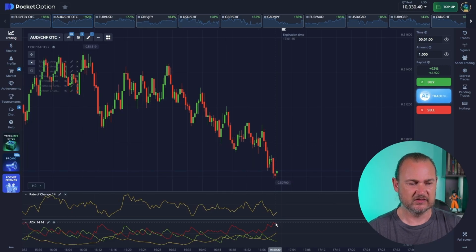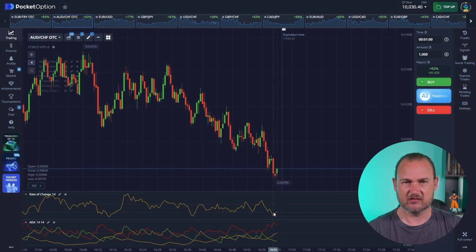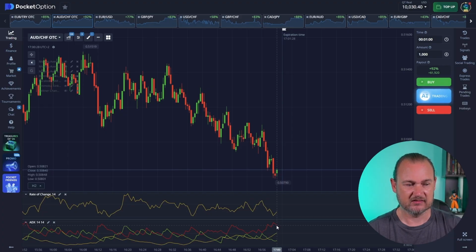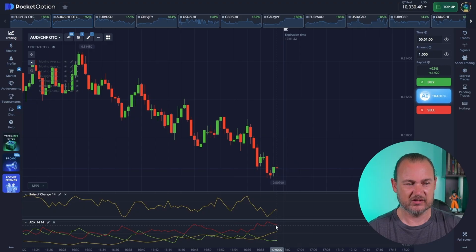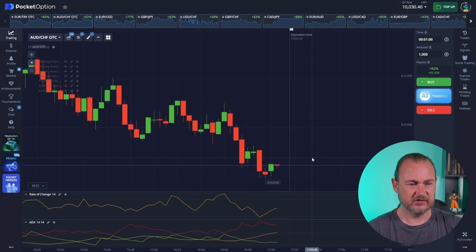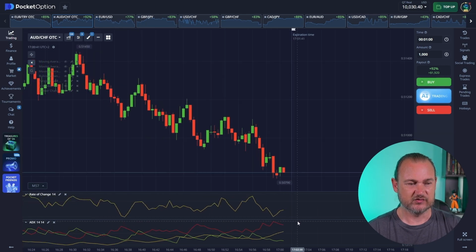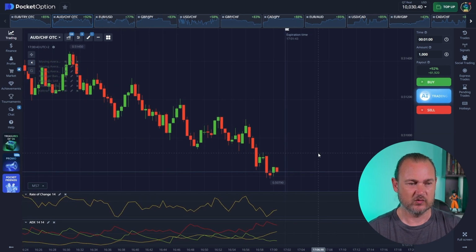Okay, so for downwards moves, the rate of change is flipped, so we're doing the opposite. What we want to see now is the rate of change turn downwards and then the DI plus turn upwards. If this happens, we're going to take a sell trade. Let me zoom in a little bit. We want this to turn down and we want this to turn up. We're going to have to wait for the candle to close though. Once it does, and it does turn, we will take our entries.